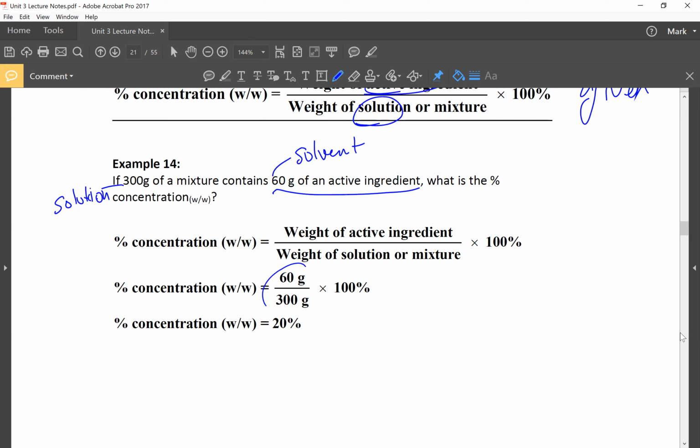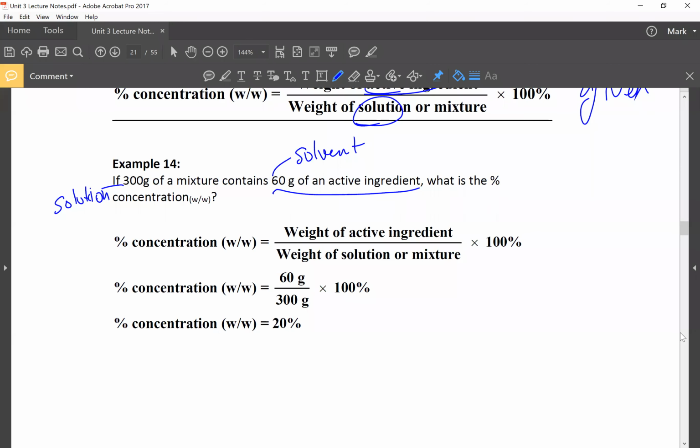So very simple, 60 over 300, multiply it by 100% to get your answer. So 60 over 300 would be 0.2. You would get a 20% solution. So 20% of the weight of your solution will be your active ingredient.